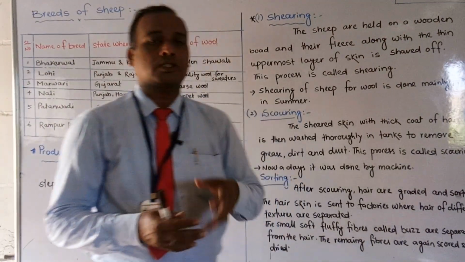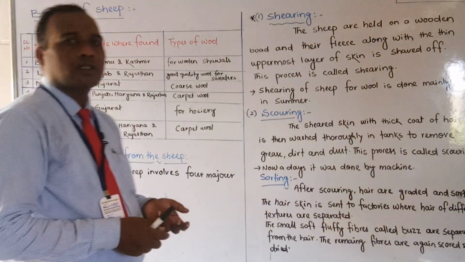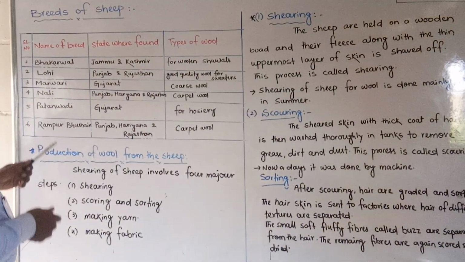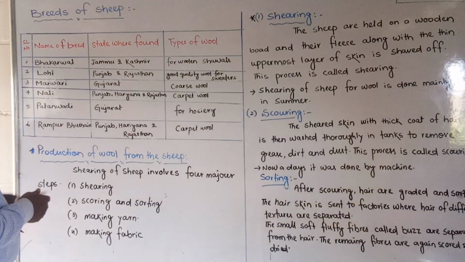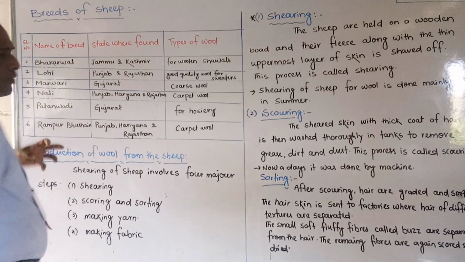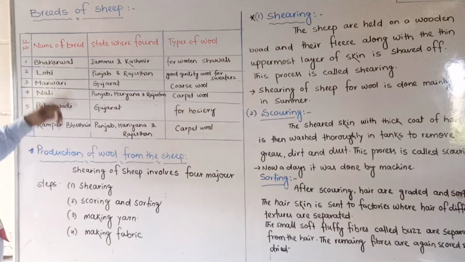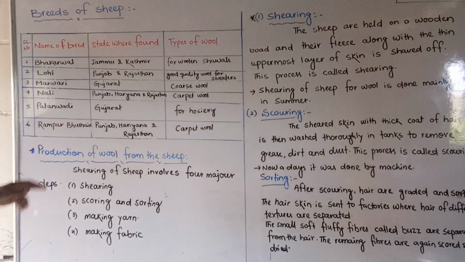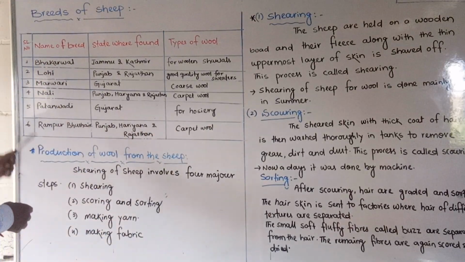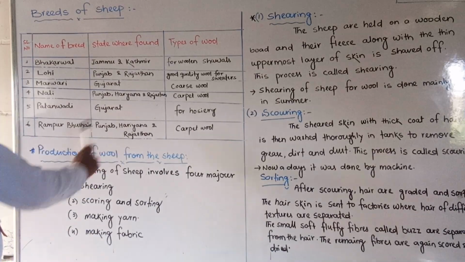I have already told you what a carpet is. A carpet is made not only from wool but also mixed with rayon. Patanwadi is another breed, found especially in Gujarat. So in Gujarat we get Marwari as well as Patanwadi, and it is used for hosiery work. The sixth one is Rampur Bushair. We get it in 3 states: Punjab, Haryana, and Rajasthan.